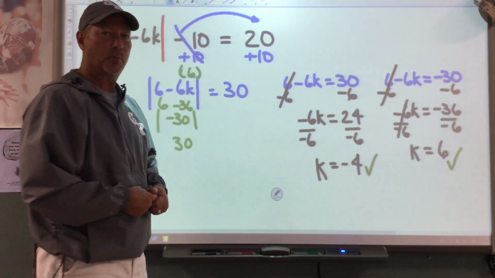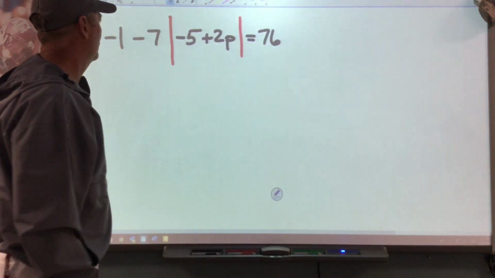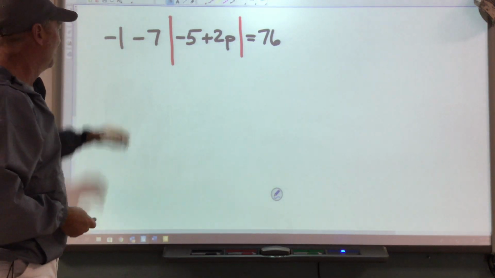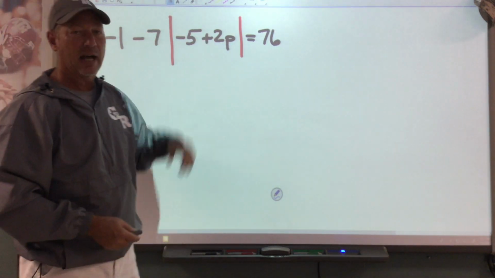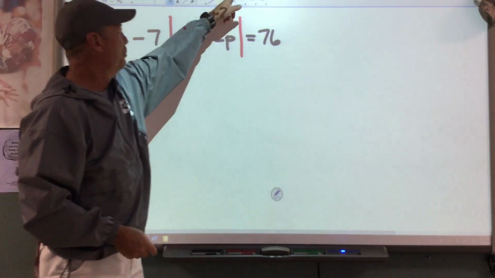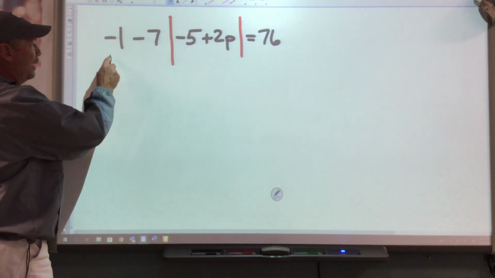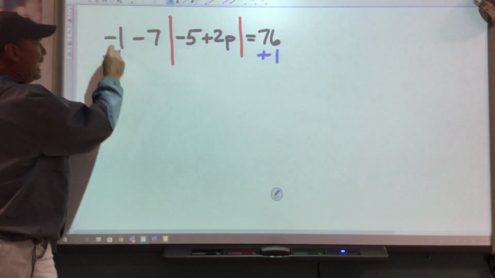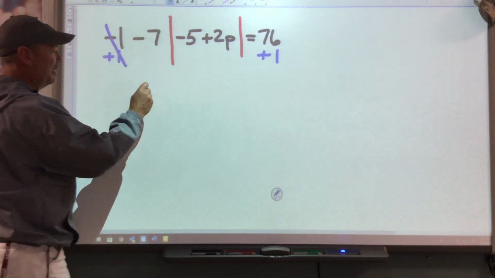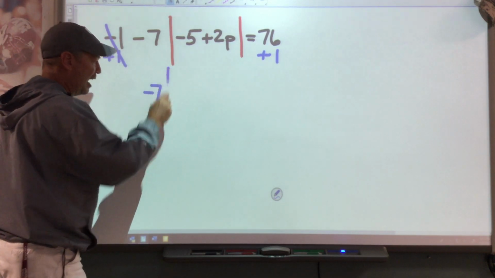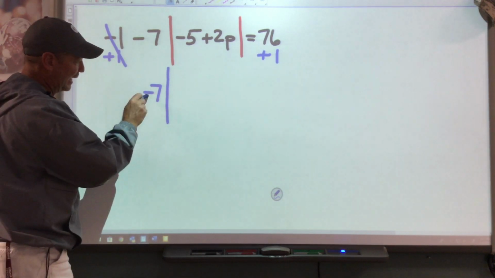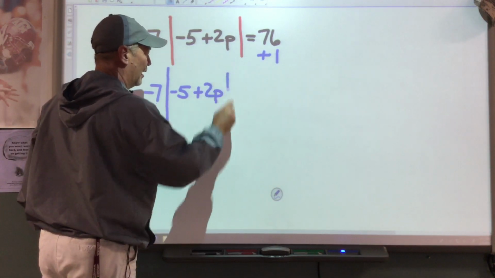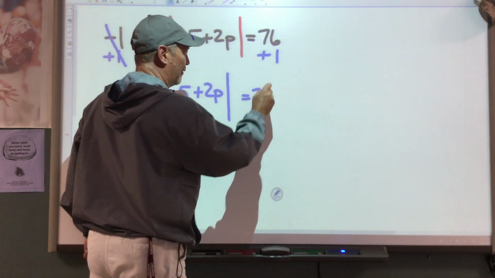Let's keep going. Let's try another problem. Here's my absolute value. I need to get it by itself. I have this in front, so I need to move it to the other side. To move it to the other side, I'm going to add 1. This will cancel. I have negative 7 times the absolute value of negative 5 plus 2p equals 77.